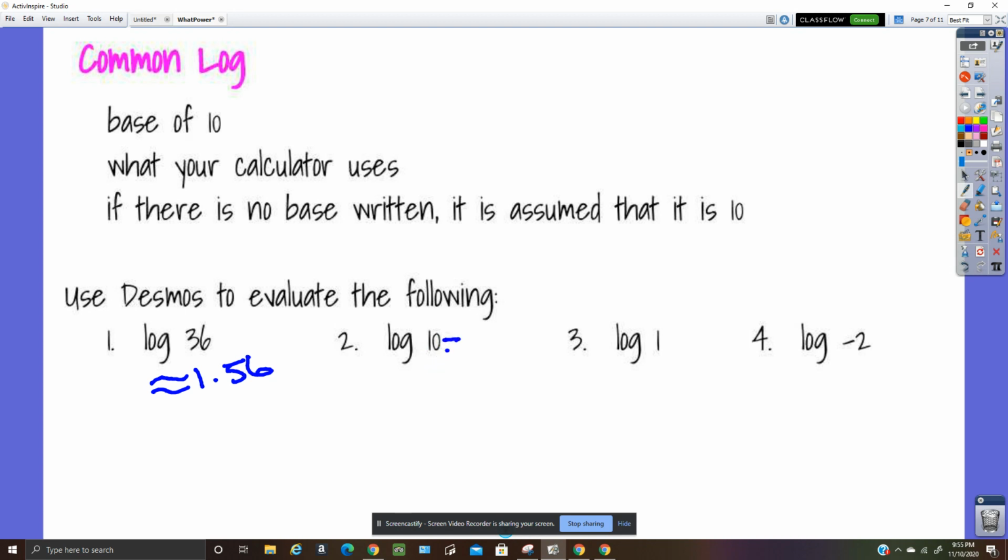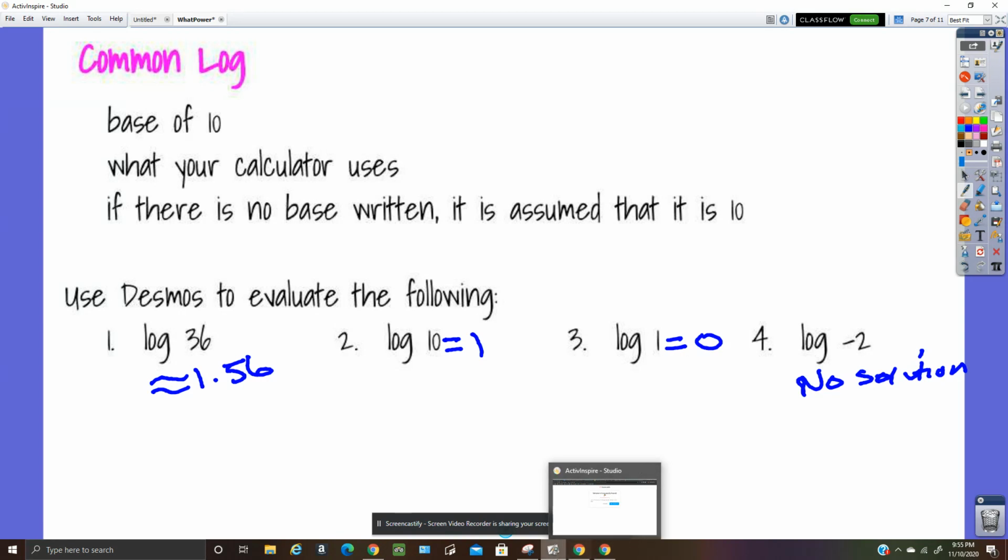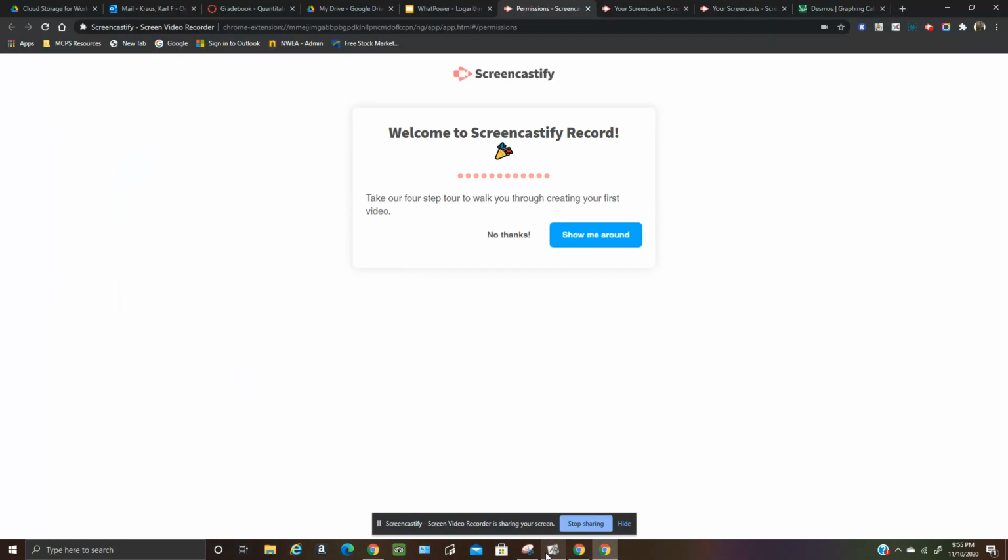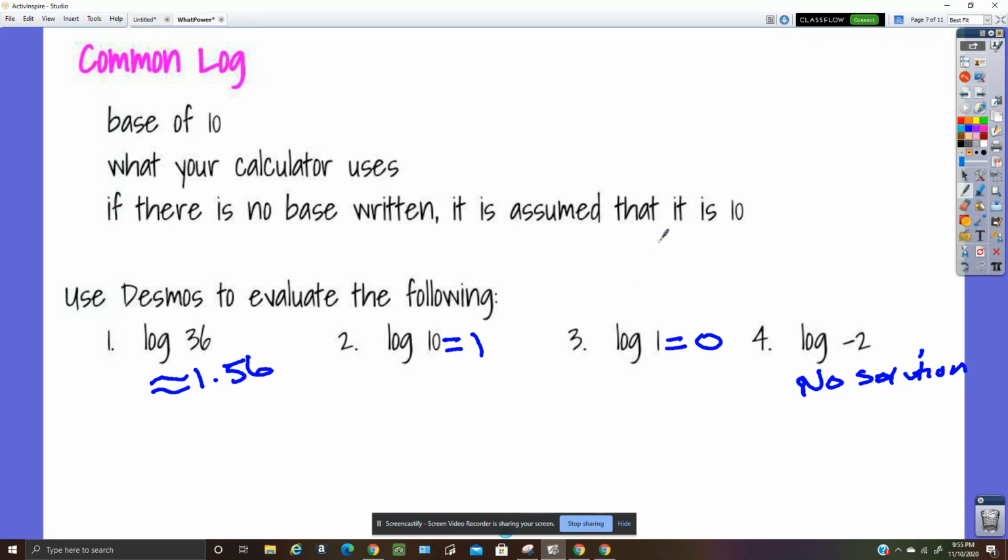This is equal to 1. And then 10 to what power is 1? This is 0. And this is impossible. So just to let you know on the calculator, log of 10 and log of 1 and log of -2. So what happens when we do those on the calculator?